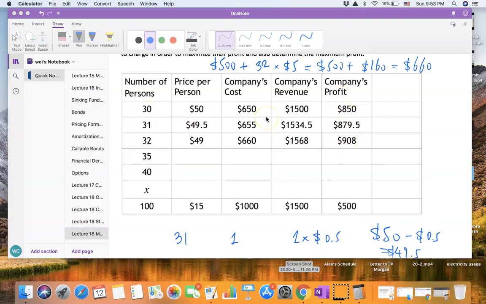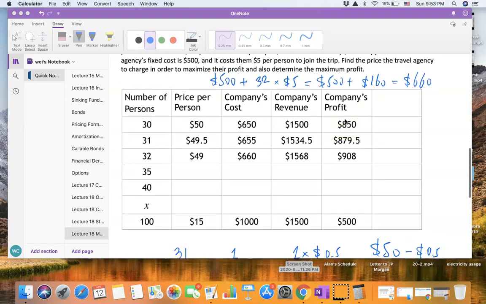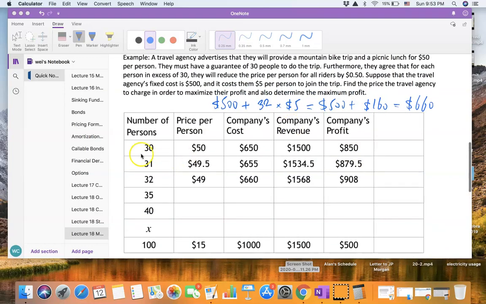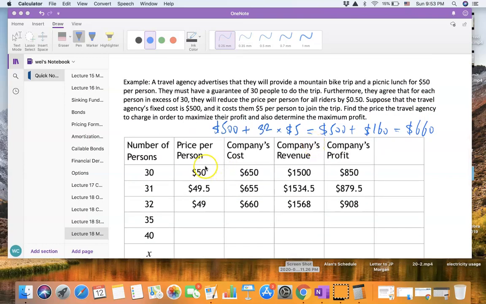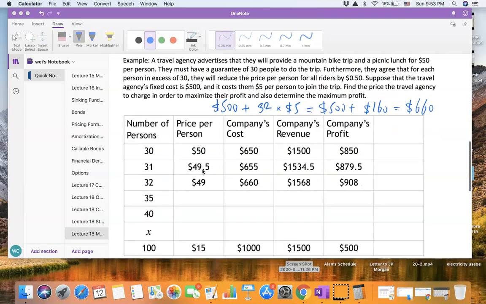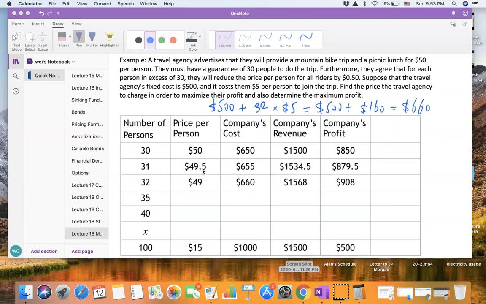Okay, so far it seems that when there are more people coming, the profit is increasing. However, this is not always true, because when the number of people is increasing, the price this company charges is decreasing. So we know that if the company charges only a little bit, the company won't make too much money, right?